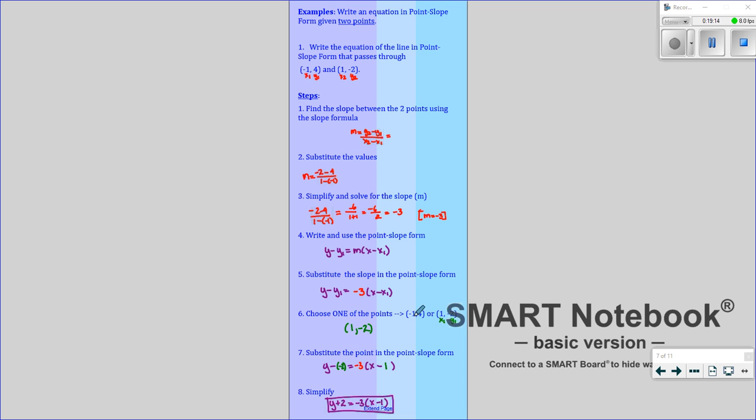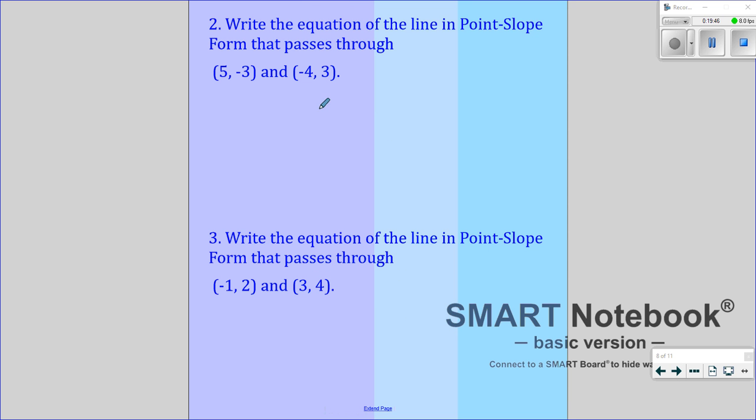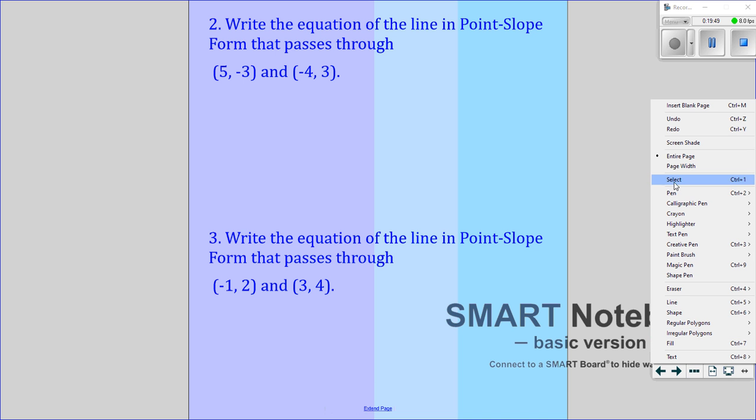If you've chosen the -1 and the 4, then you would have had y minus 4 equals -3 times x plus 1. So those 2 answers would be correct because basically it's that equation of the line. Those 2 points would be sitting on that line. It's just written in different ways because it's different points, but it's still points that are sitting on that line. All right, so let's do some more examples with that.